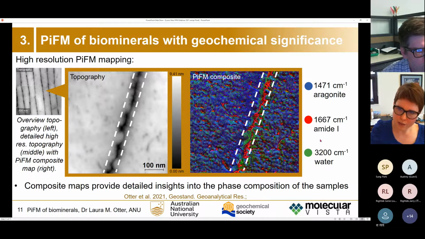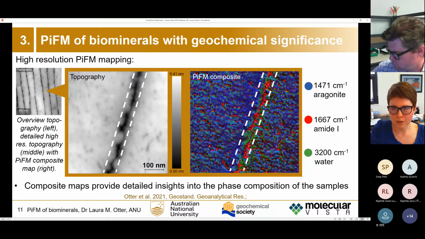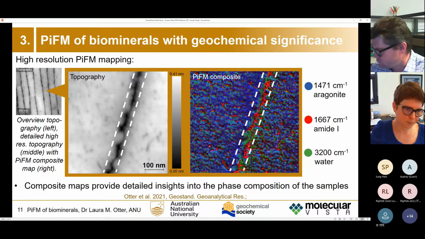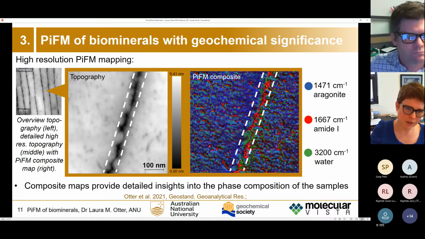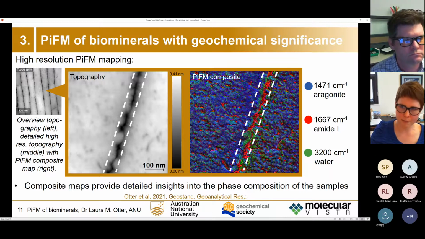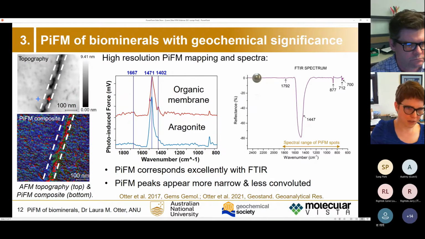And we added a 3rd peak here showing water, which is sort of making up the rims of the nacre tablets that we see here, so either side of the membrane. And this is a very nice way, I think, these PFM composite maps, to get a really detailed understanding of the phase composition of the sample. But what we can also do is collect spot measurements.